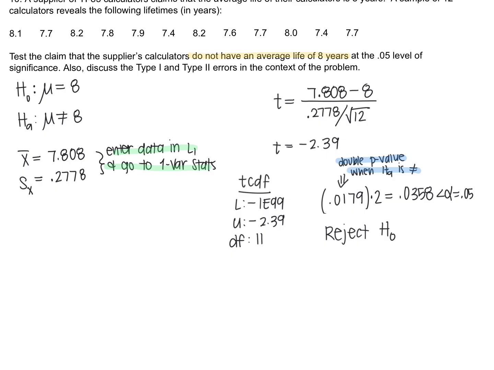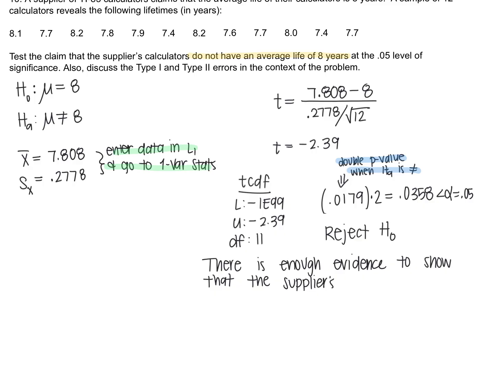And then our sentence. So our sentence would be, there is enough evidence to show that the supplier's calculators do not have a life of 8 years.